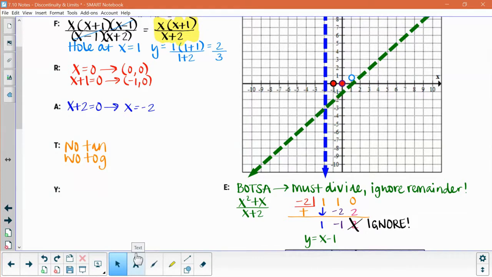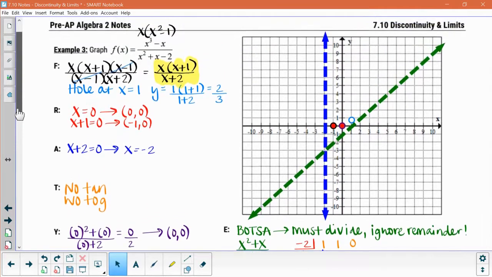Last but not least, our y-intercept. I'm going to go ahead and take my function. I'm actually going to work with this one and plug in 0 everywhere I see an x. That gives me 0 over 2, so my y-intercept is at 0, 0, which we already have graphed because it is also our x-intercept. So let's go ahead and look at the curves.